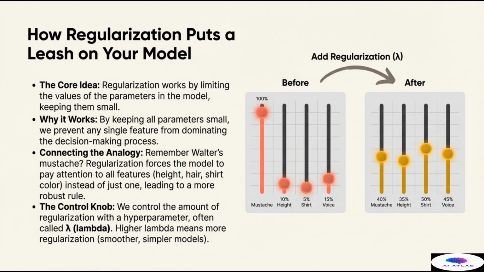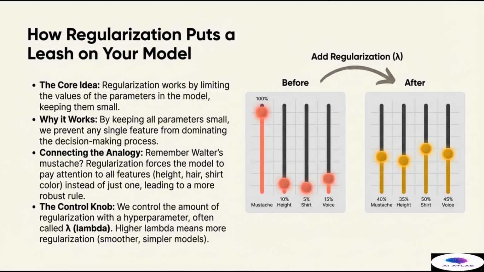To understand how regularization works, we need to focus on what happens to the model's internal dials, or parameters. When a model overfits, it often relies extremely heavily on one or two specific features, assigning massive weight to those features to perfectly match the training data. This is how the walrus mustache equals Walter rule gets created. The core idea of regularization is to put a leash on your model by limiting the values of its parameters, forcing them to remain relatively small.